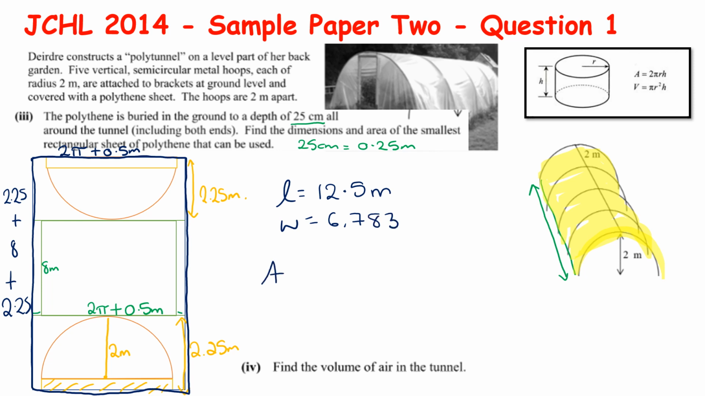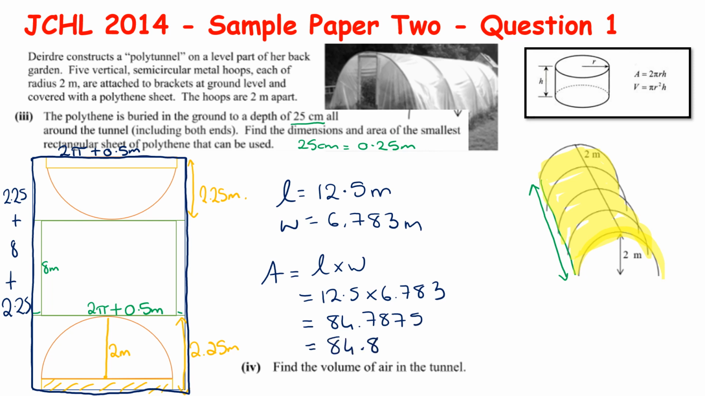We then have a width of 2 pi plus 0.5, which is 6.783. And then the area is length by width, which is 12.5 by 6.783, and we get 84.7875. It didn't tell us how to round, but let's go one decimal place. So 84.8 meters squared. So there are our dimensions. So a tricky little question. They weren't asking for the area of the outside in the conventional way we would think about it.